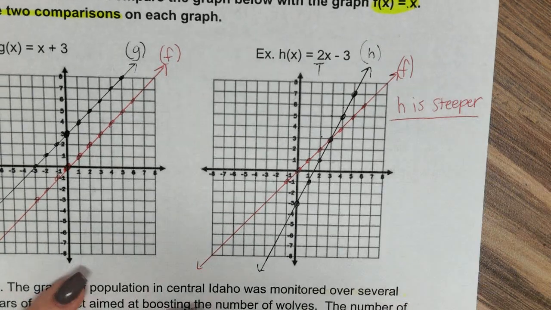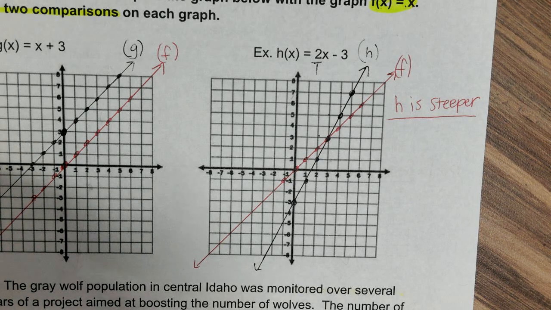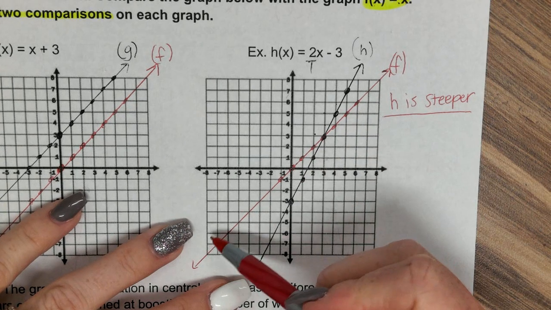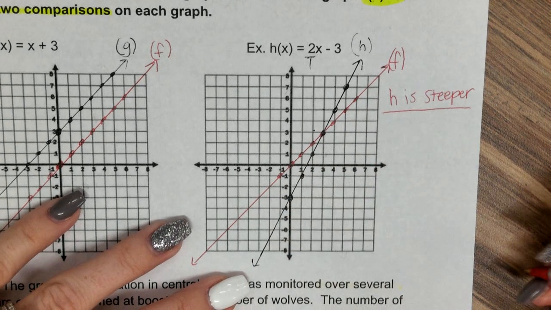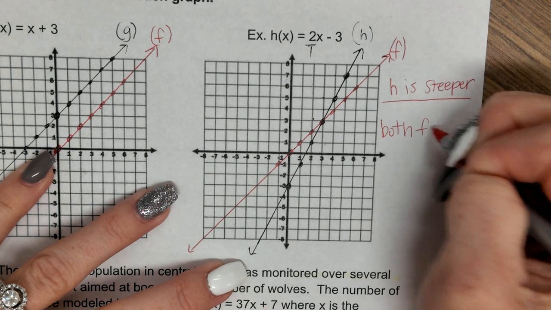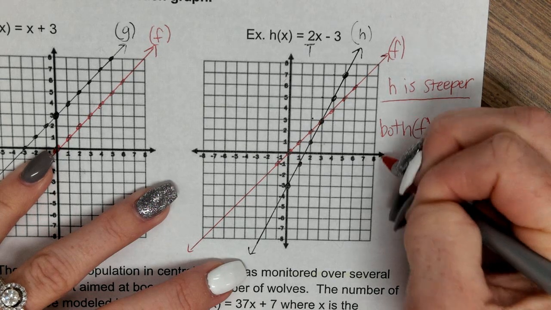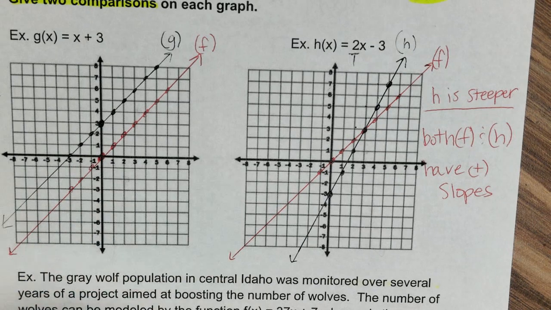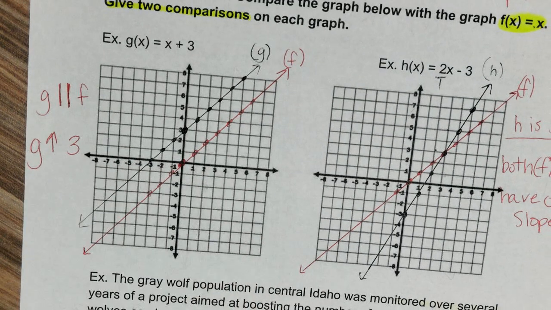My next comparison, I'm going to just say what kind of slopes they have. So h has what kind of slope? Positive. F also has what kind of slope? So I'm going to say both F and H have positive slopes. And that is 2 good comparisons. And on your assignment, you're going to have to list 2 comparisons. I do not want you to say they're not parallel, okay? Only say parallel if they are.